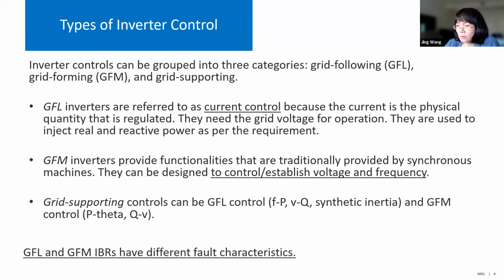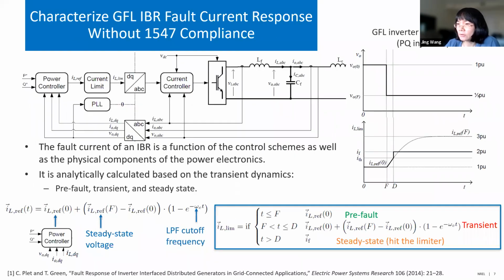Grid supporting control is implemented with either grid following or grid forming control, so we only look at grid following and grid forming control. At a high level, these two, grid following and grid forming IBRs, have very different fault characteristics. For example, this slide shows a grid following IBR without 1547 compliance. This is a typical control structure.